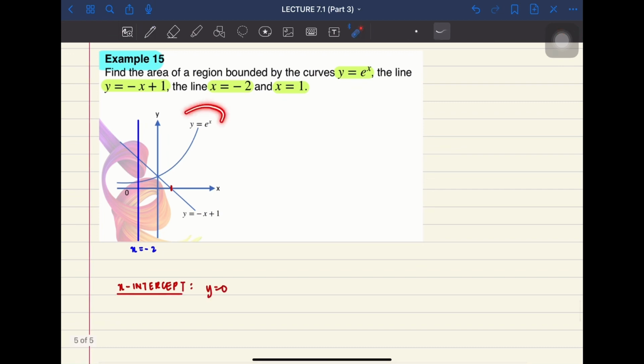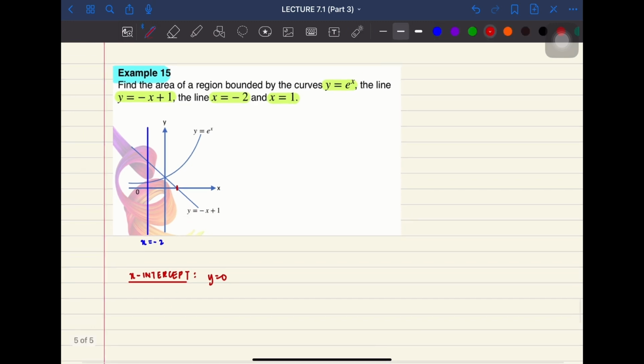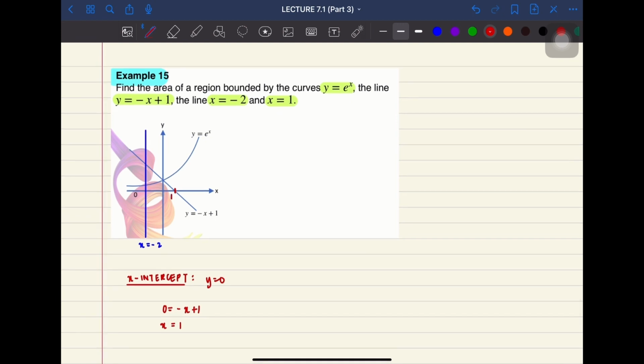Okay, so yang mana yang Y kosong? Yang tu ke yang tu? So tengoklah graf dia. So this is the graph and dia pintas dekat that point. So Y dia yang kosong yang ni. Okay. So 0 sama dengan negative X tambah 1. So X pindah sana. So X equal to 1. So this is actually 1 here. 1 rupanya. Okay. So line X equal to 1 akan pass through 1 tadi tu. Okay. So this is X equal to 1.